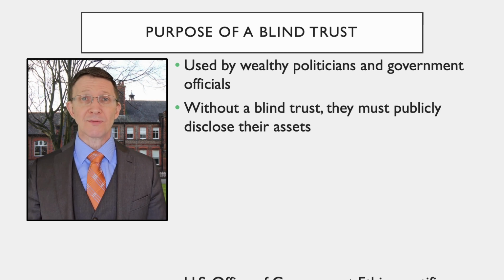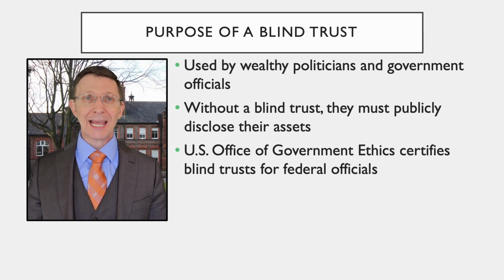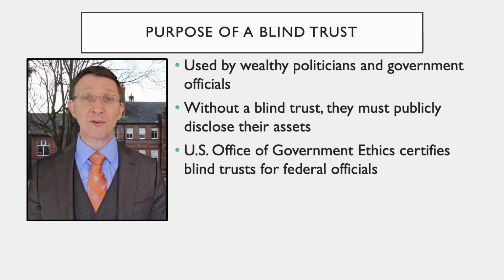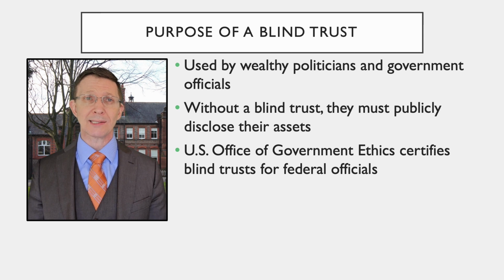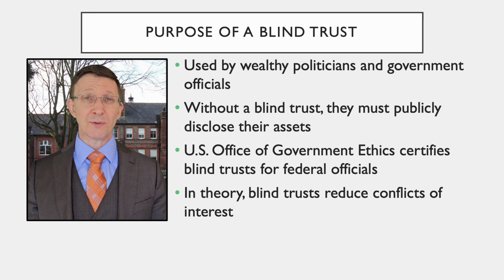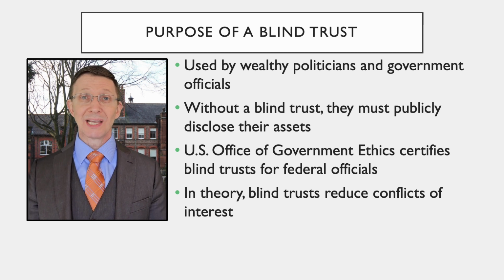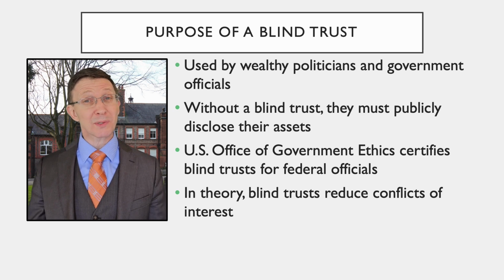The U.S. Office of Government Ethics certifies whether a blind trust is qualified and therefore eliminates the requirement for federal officials to disclose their assets. In theory, government officials will not experience conflicts of interest or act in a biased manner so as to favor their own investments if they do not know what those investments are.